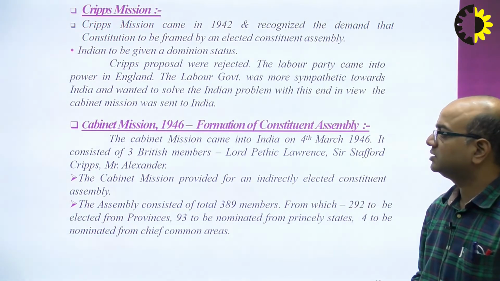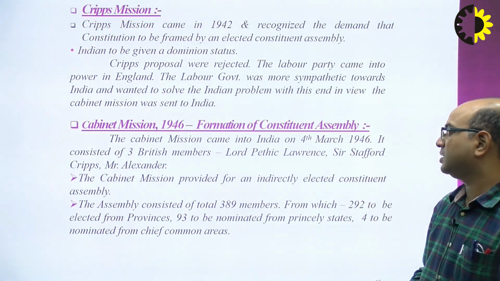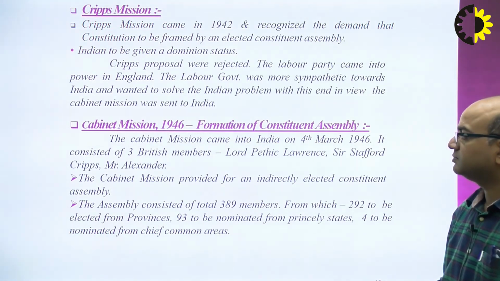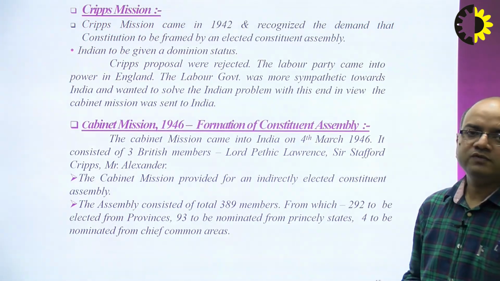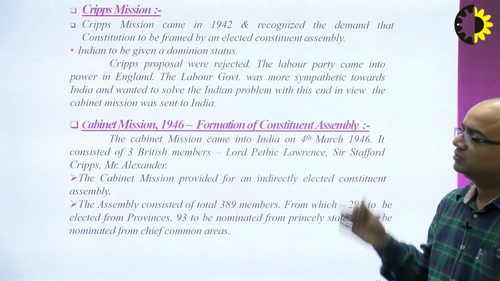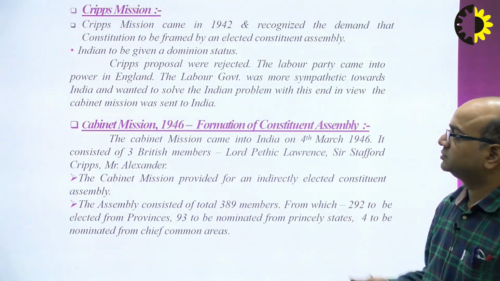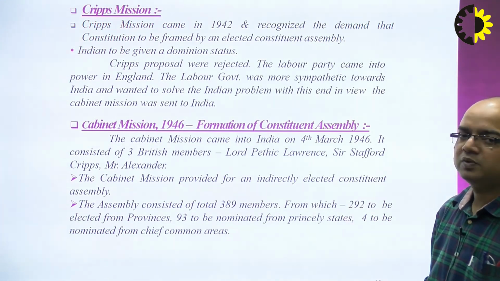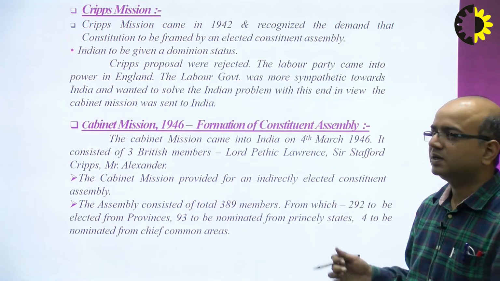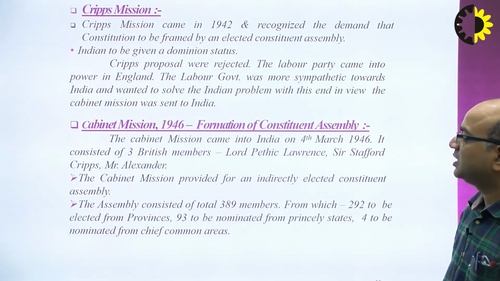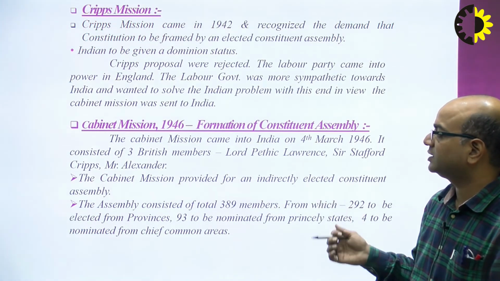Now the Cabinet Mission in 1946. Here the Cabinet Mission came into India on 4th March 1946, and it consisted of 3 members: Lord Pethick-Lawrence, Sir Stafford Cripps and Alexander. So what happened was that though Britain won the Second World War, Churchill was defeated and the Labour Party came into existence, and it was a bit sympathetic towards India, and finally it gave permission that now India should be a free country or should get its independence.